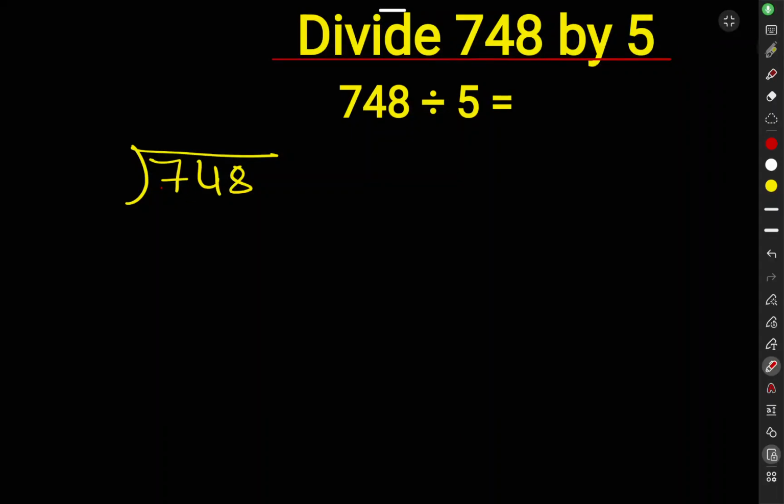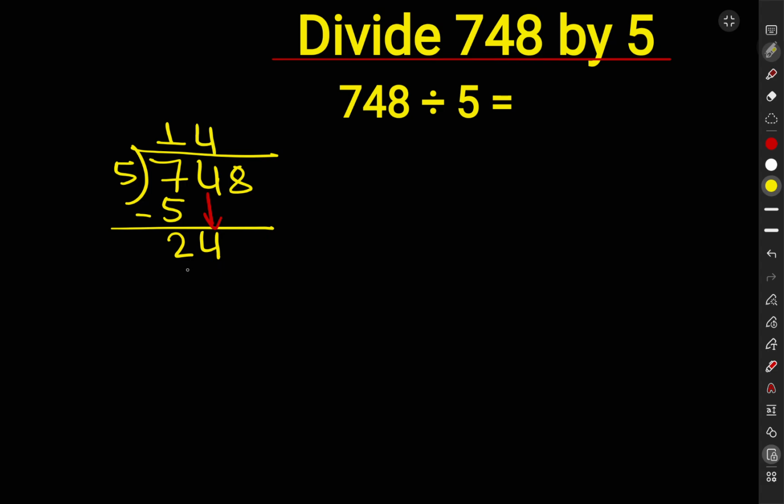We divide 748 by 5 in a long division method. 5 times 1 is 5. On subtracting we get 2. So now we put down this 4 and it is 24.